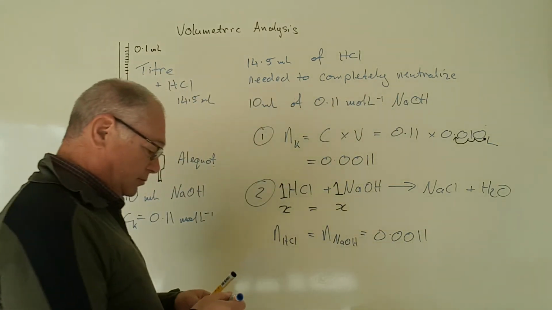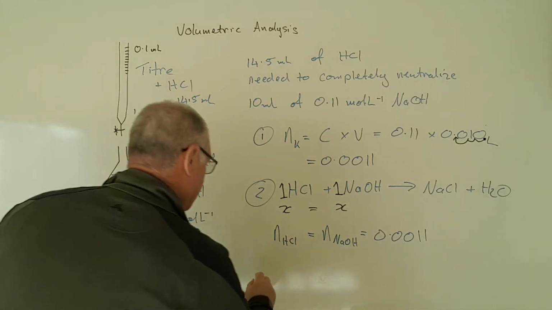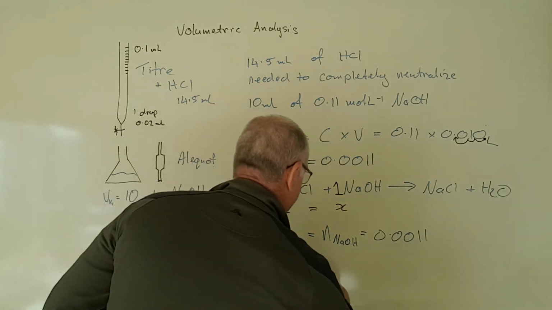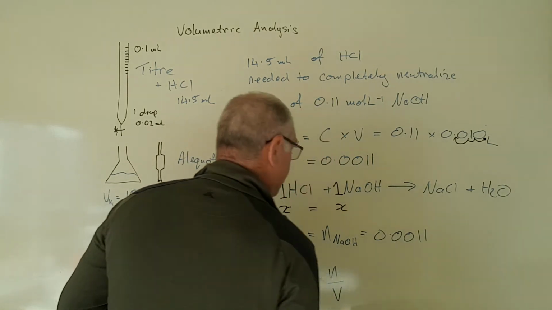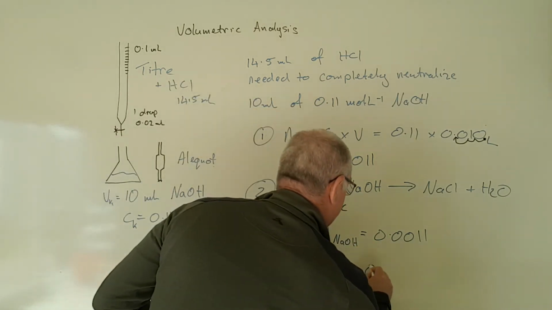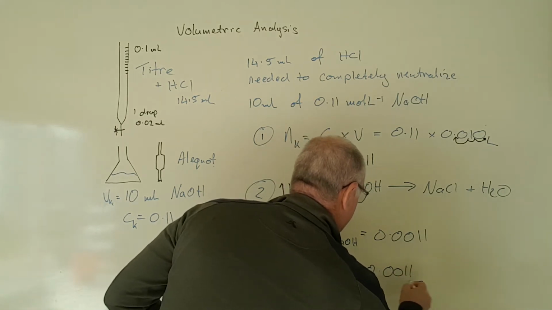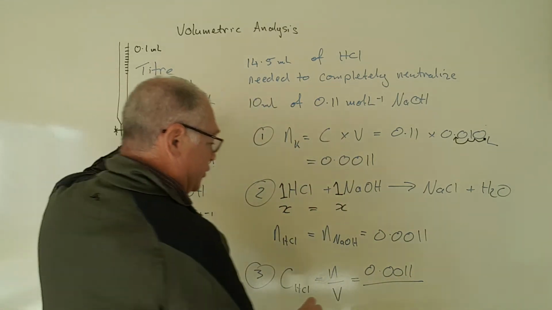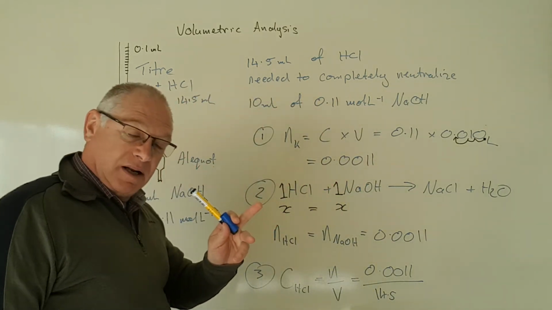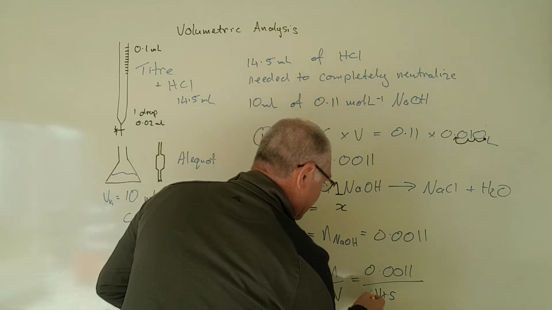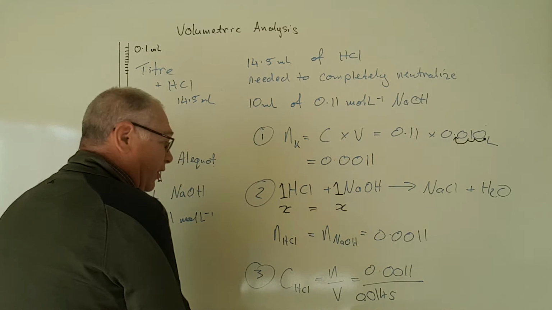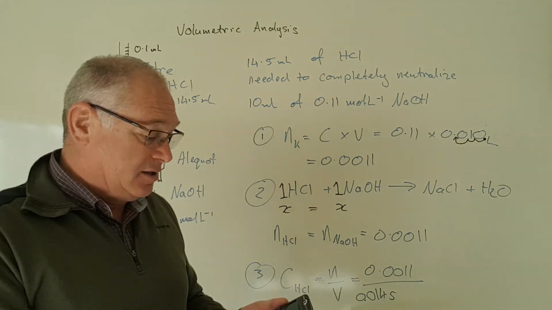0.0011. The third step is to calculate the concentration of the HCl, which is the number of moles over the volume. The number of moles I had just worked out here is 0.0011. The volume is 14.5 millilitres, but of course I need to change that into litres, so it's going to be 0.145. I'm going to poke those numbers into my calculator.